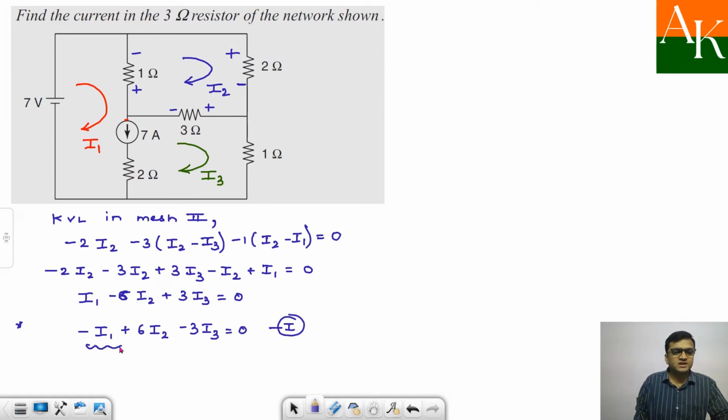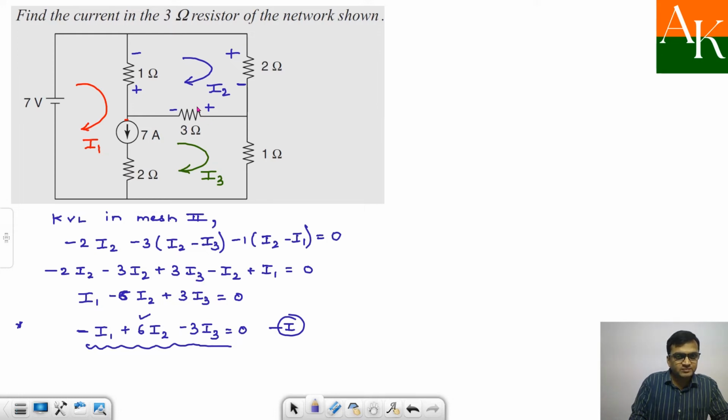How can you write this easily, or how can you validate this? You are applying KVL in mesh 2. You add all the resistances, 3 plus 2, 5, plus 1, 6. So that will be the coefficient of I2. The 1 ohm is shared with mesh 1, and through the 1 ohm, I1 is moving downward, I2 is going upward. So the currents are in opposite directions. That's why there is a minus sign, and minus 1 times I1.